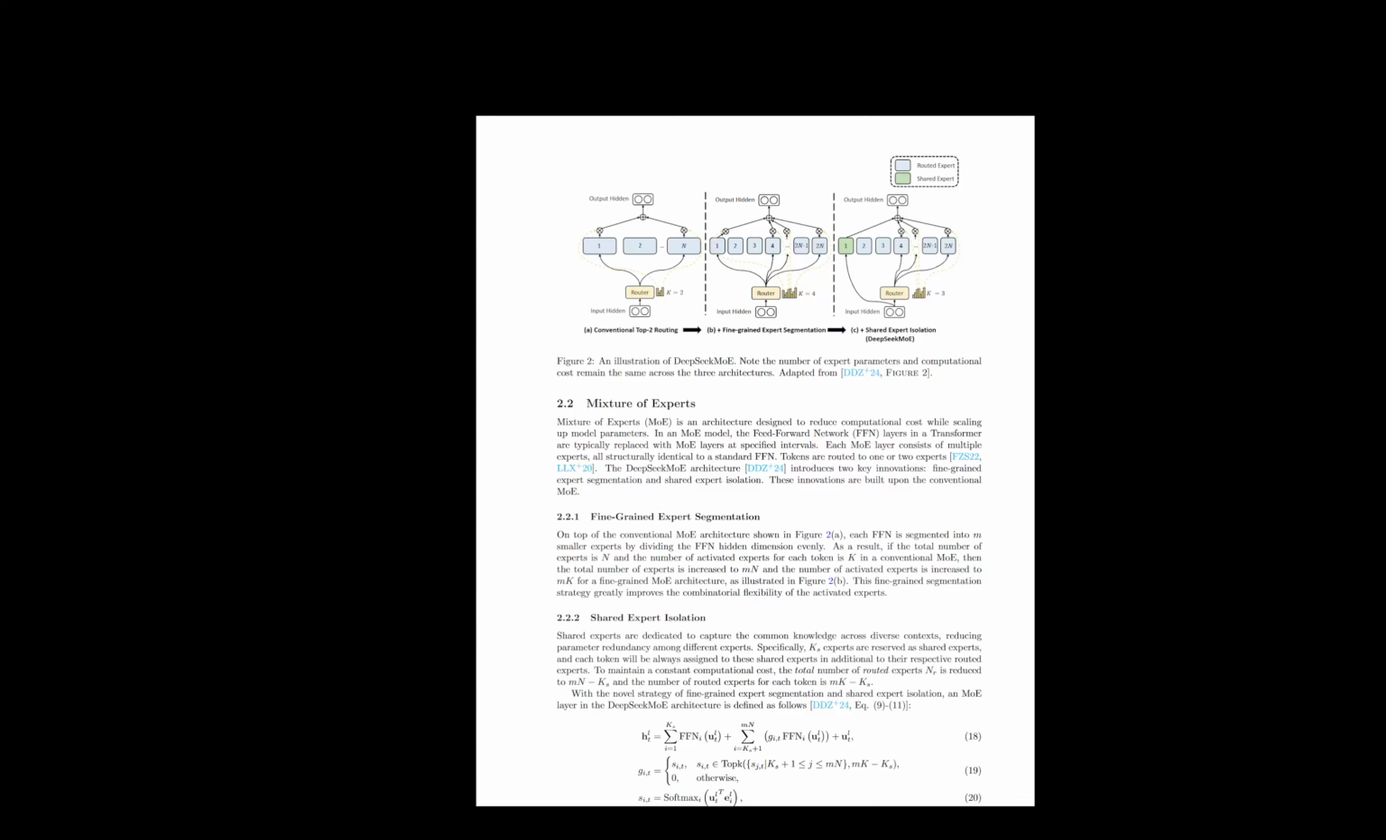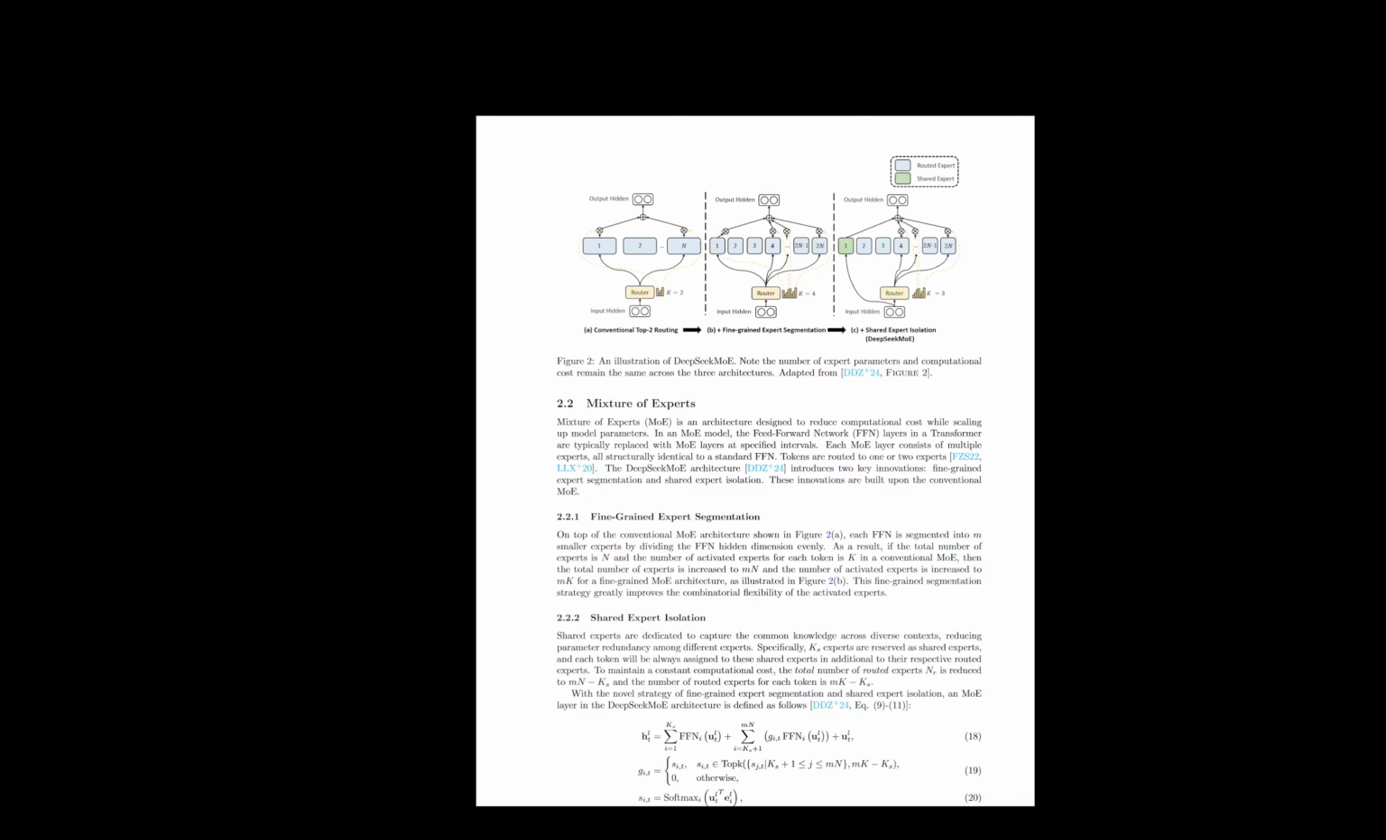2.2.1 Fine-grained expert segmentation. On top of the conventional MoE architecture shown in Figure 2a, each FFN is segmented into m smaller experts by dividing the FFN hidden dimension evenly. As a result, if the total number of experts is N and the number of activated experts for each token is K in a conventional MoE, then the total number of experts is increased to mN and the number of activated experts is increased to mK for a fine-grained MoE architecture, as illustrated in Figure 2b. This fine-grained segmentation strategy greatly improves the combinatorial flexibility of the activated experts.